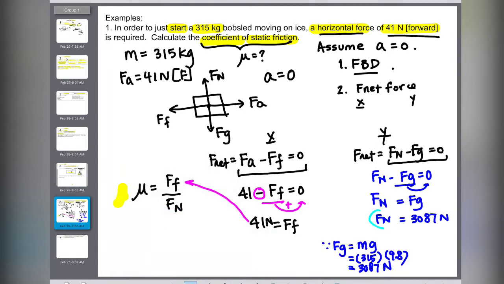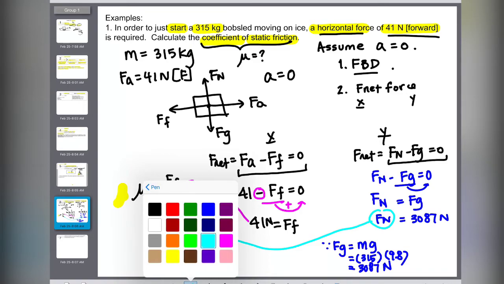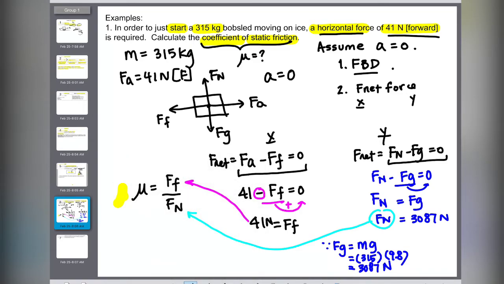And look, when I got that, I can now sub the Fn into this Fn. Do you see how you have to separately find out what they are? So now I can sub everything into this equation because that's what the question wants. Ff is 41, Fn is 3087. So I just divide the two and I got the answer of 0.013.